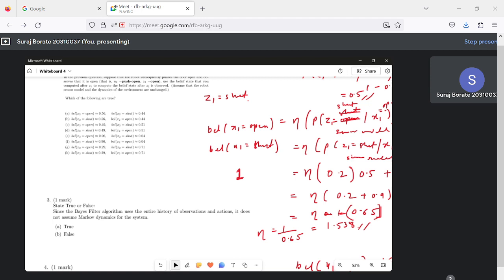Okay, so I think we have made some calculation mistake. Let's verify. The probability that Z1 equal to shut, given that X1 is shut, is 0.9. Z1 shut, given X1 open, is 0.2, right? So that is 1.1. 1.1 into 0.5 is 0.65. So 1 by 0.65 should be 1.538.